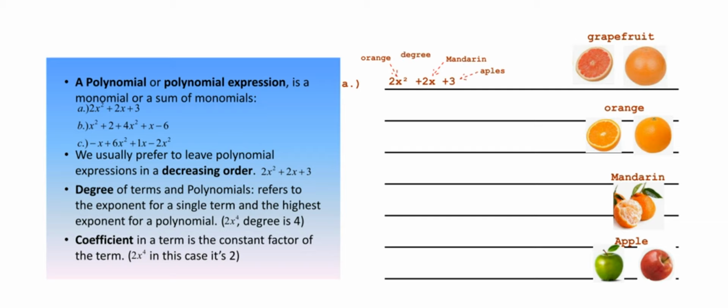But in this case, let's notice that 2x squared plus 2x plus 3, we can't simplify any further. We have 2 boxes of oranges, 2 boxes of mandarins, and we have 3 apples all on their own, right? So we can't combine them. They're all different fruits, essentially. Different boxes. We wouldn't want to combine them and sell them at the same price, technically, right?